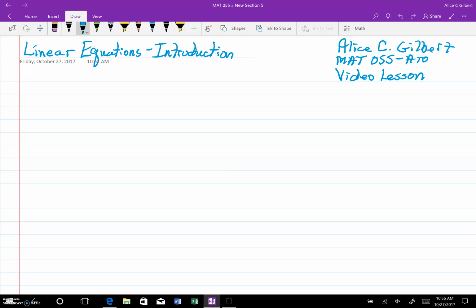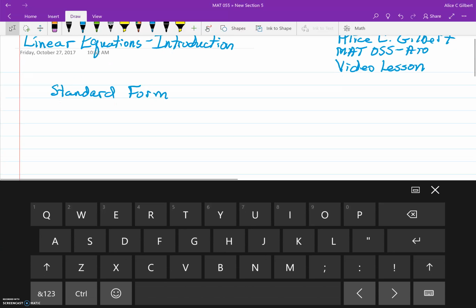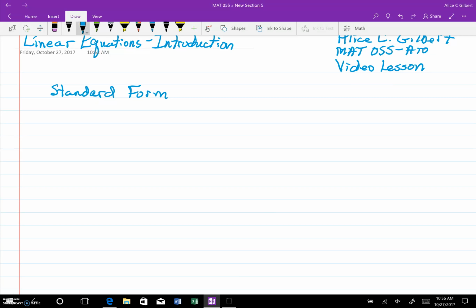So what I'm going to talk about now are just some things that you need to know. I'm going to give you these things. Please learn them. As in everything, we've got a standard form of an equation. In actuality, for a linear equation, we have 3 standard forms. The one that we use most of the time is ax plus by equals c.